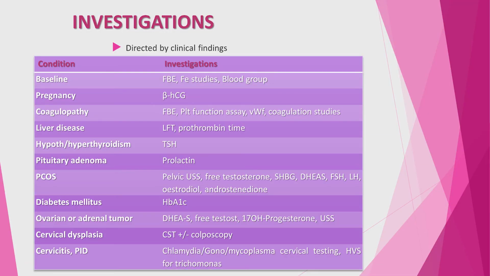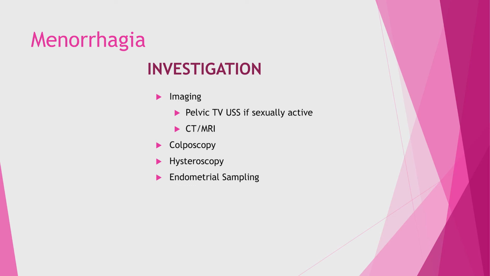So, as you can see, there are a lot of investigations that we can do for menorrhagia, but the baseline is to rule out pregnancy. You can do this via urine testing or bloods. As a baseline, you would do a full blood count and iron studies to determine the severity of bleeding. A pelvic ultrasound would be the first line imaging investigation. Ideally, you should do this transvaginally if the patient is sexually active, and ideally in the early follicular phase. Other investigations such as colposcopy, hysteroscopy, and endometrial sampling are really dependent on her history, examination, and ultrasound findings.